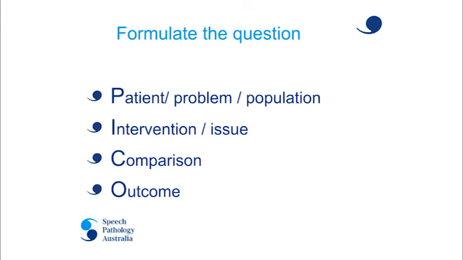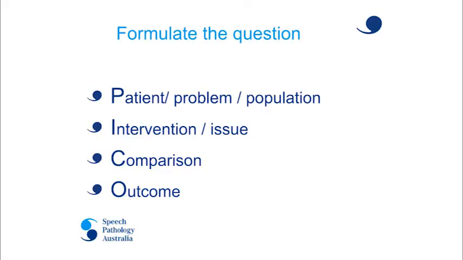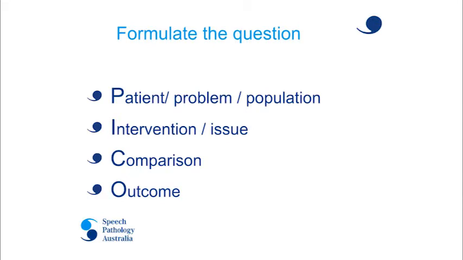You may have heard previously of PICO questions. PICO is an acronym, of course, so let's look at what the letters stand for. Patient, problem, or population is the first element of a PICO question. We then need to look at the intervention or the issue, a comparison, and finally an outcome. The research questions that you'll read in the published literature generally take this form.